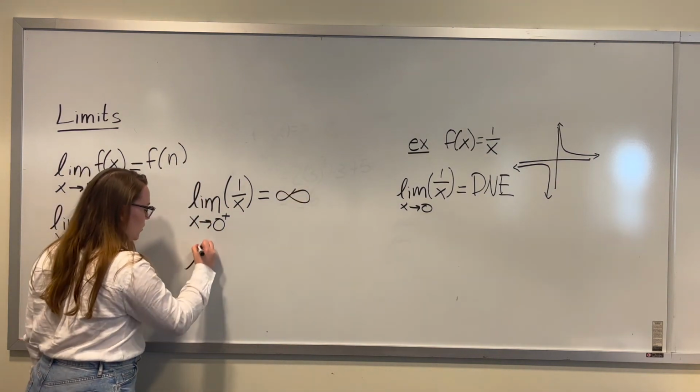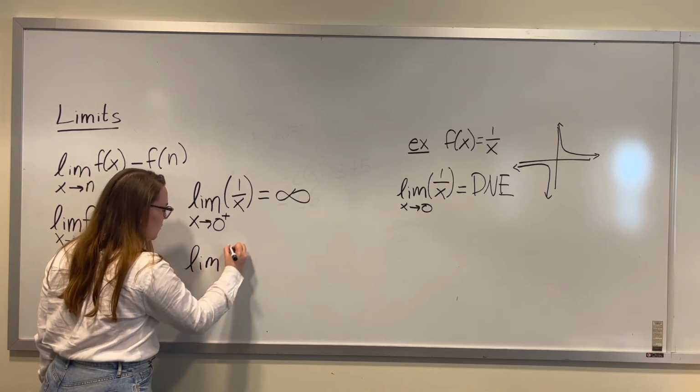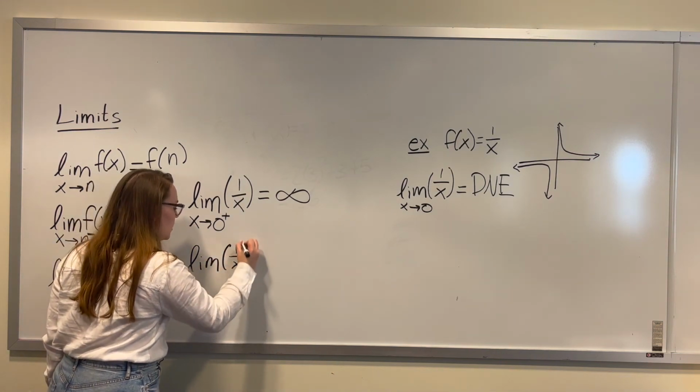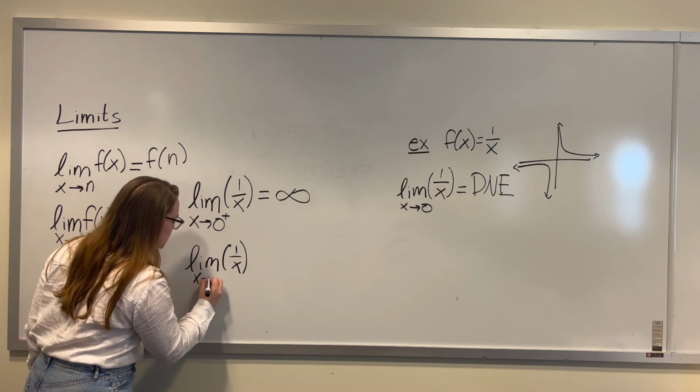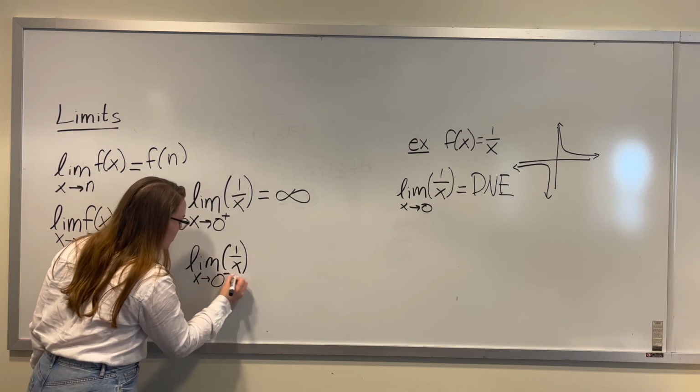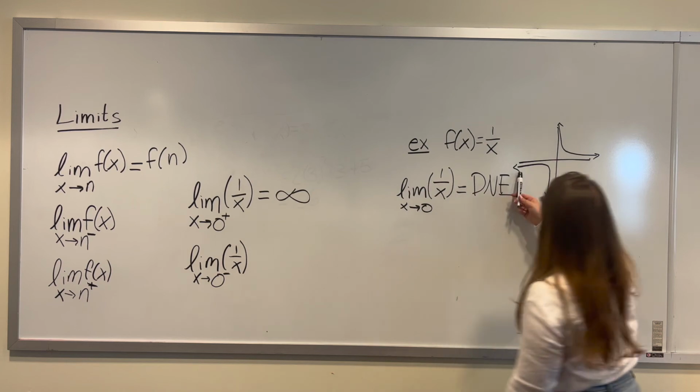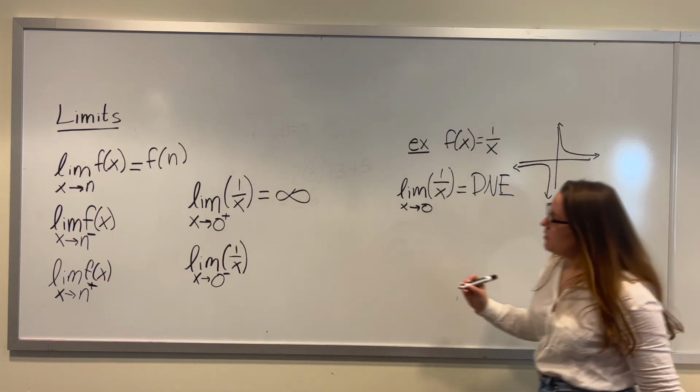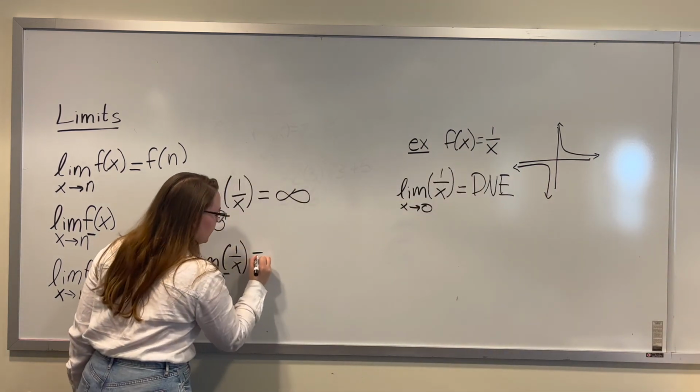And then, if we take the limit of our function 1 over x, and we send x to 0 from the left-hand side, if we look here, from the left-hand side, we go down to negative infinity. And that is our answer.